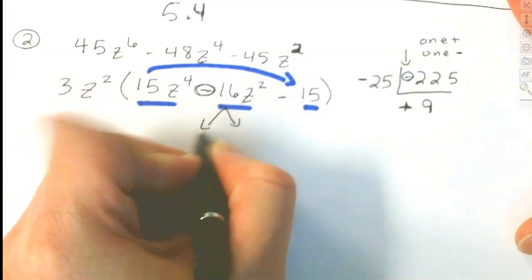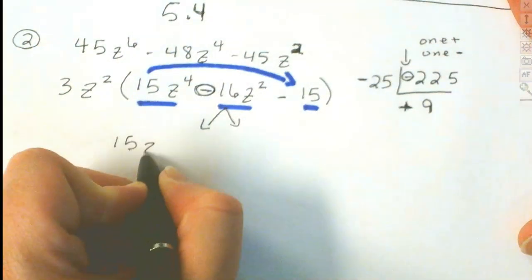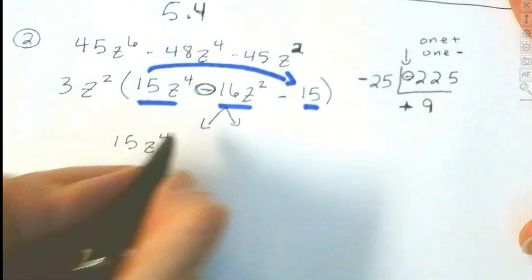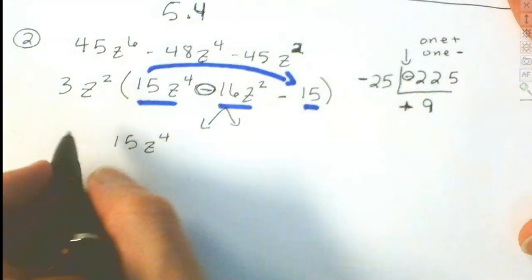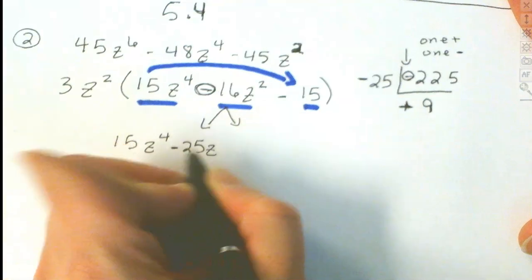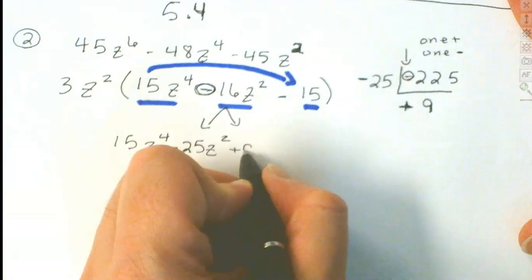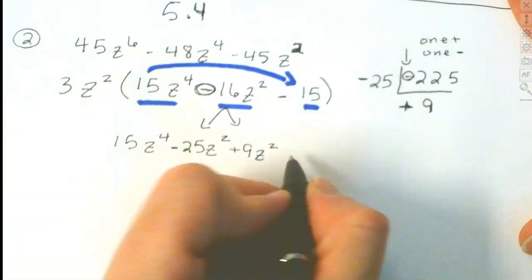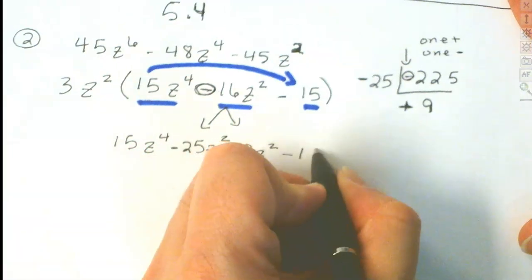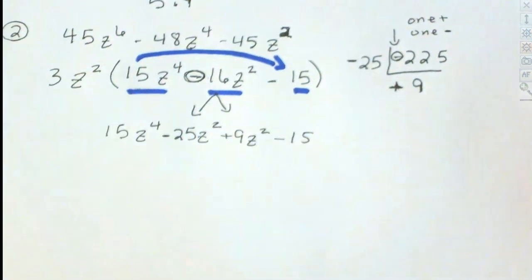Now we take the middle and we split it up. So we keep the 15z to the 4th. We take that minus 16z squared, and we split that up into minus 25z squared and a positive 9z squared. And then we bring down our minus 15. So that's how we handle 3 terms: first times the last, split up the middle.